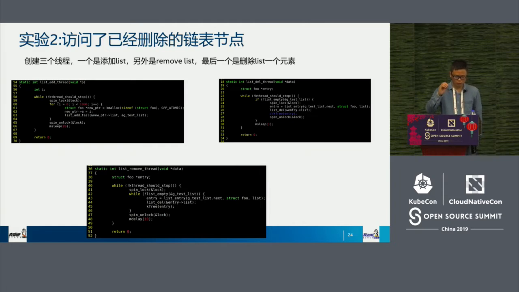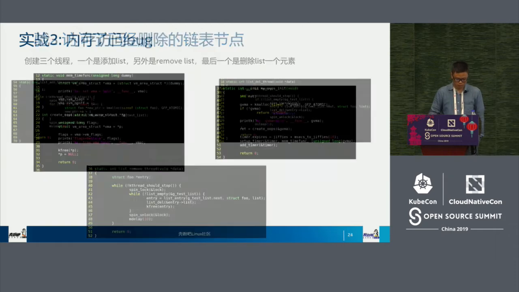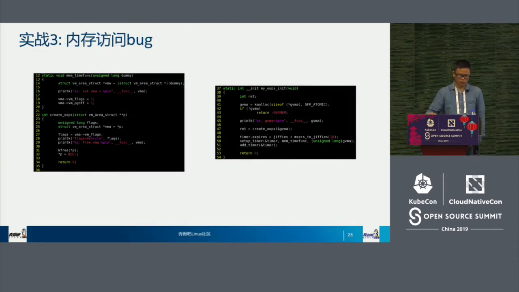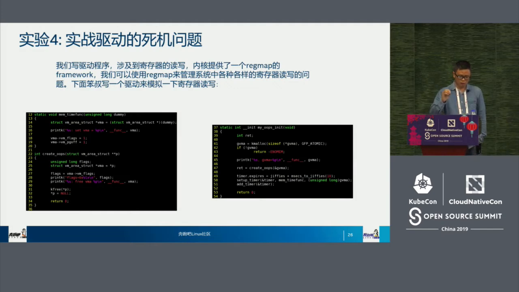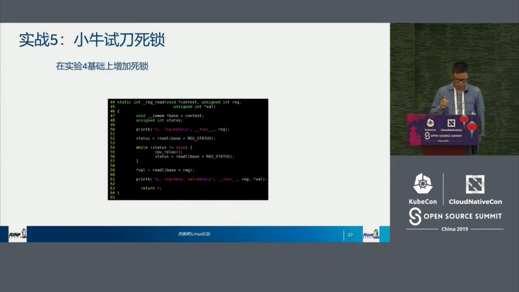Test number 2 is how we have access to a deleted list and restore the process of panic. And experiment number 3 is like experiment number 1, and this is how we visit a non-existing page, and this is a bug. And also when we're developing a driver, if we use a regmap, this is what happened. Basically, we're creating an issue, and we add one parameter in experiment 5 compared with experiment 4.